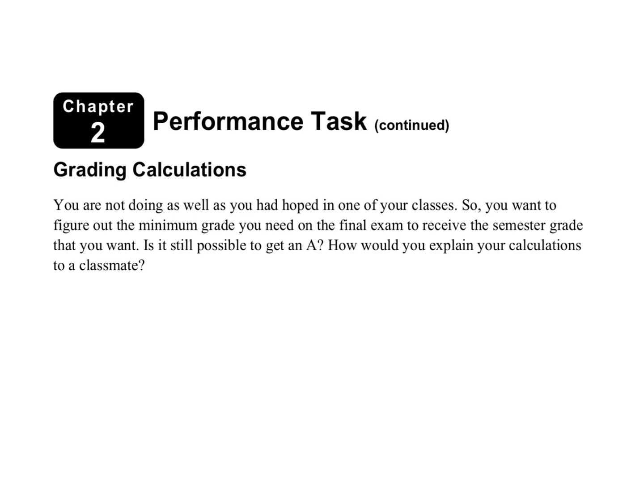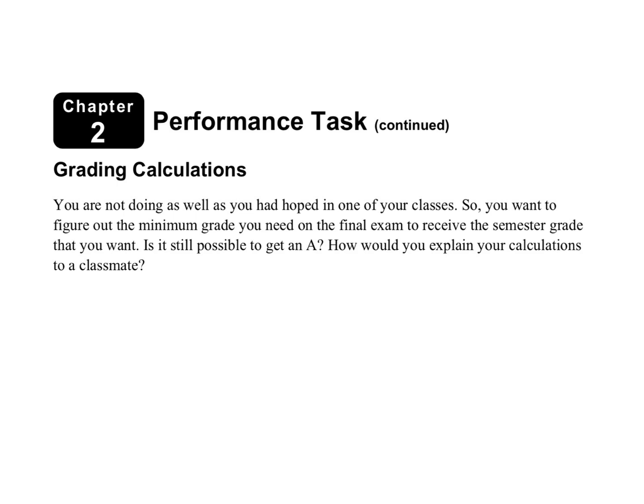You are not doing as well as you had hoped in one of your classes, so you want to figure out the minimum grade you need on the final exam to receive the semester grade that you want. Is it still possible to get a B plus or an A in the performance task? I'm going to use a different level in the examples that I show you. How would you explain your calculations to a classmate? I'm not going to go into that portion. That will be something that you'll be evaluated on, as you look at the rubric, how you would do that.